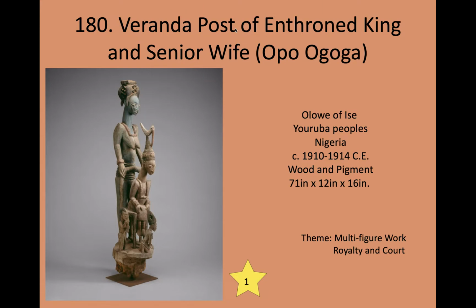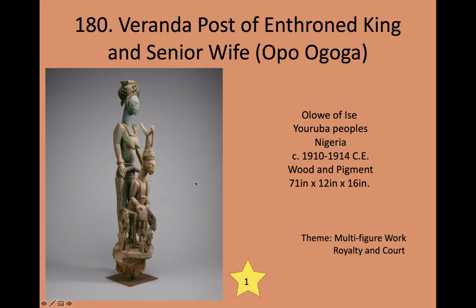And they were highly decorative, highly stylized and beautifully carved. And this is the one of the enthroned king. So here's the king sitting on his throne with his senior wife. This is his most important wife. And this is his junior wife down here. Okay, so that's what we're looking at. And his senior wife is Opo Agoga. Okay. Now, what else do we have?